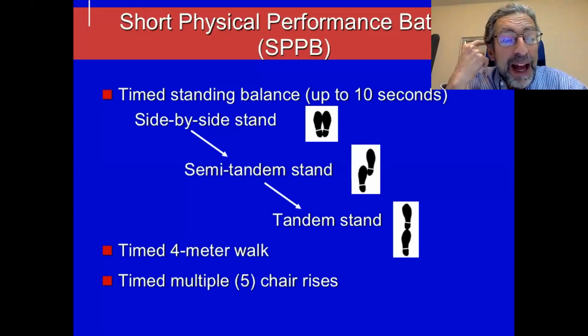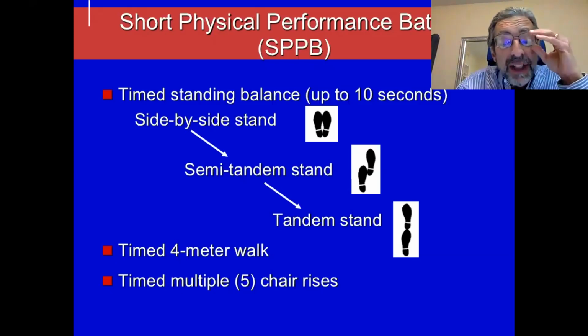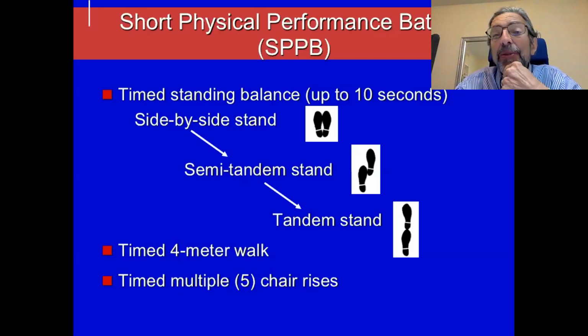One is standing balance, and we have people stand first with their feet side by side. If they can hold that for 10 seconds, they go to a semi-tandem position, and if they are successful at holding that, then we see if they can hold a tandem stand, as you see here, for 10 seconds. We have them do a timed 4-meter walk, and this is at usual pace, and you don't have to do it at a fast pace. People self-select a gait speed that really does seem to reflect a lot of their pathology and physiology.